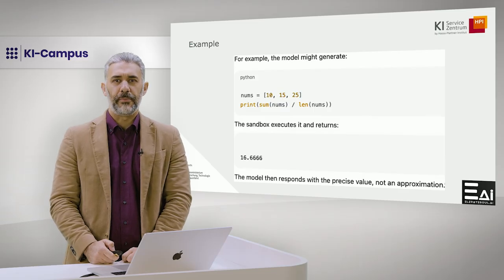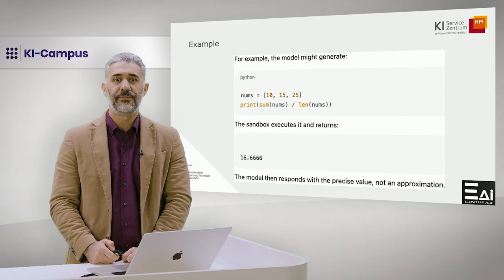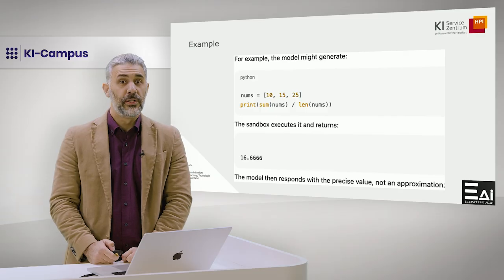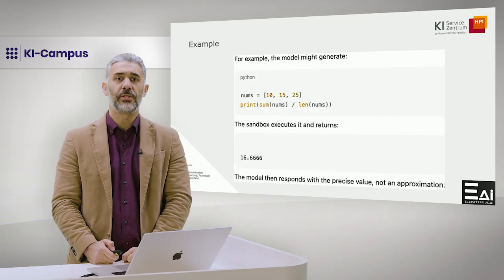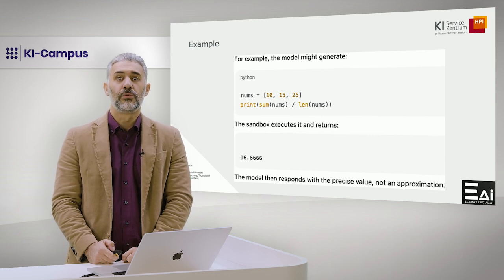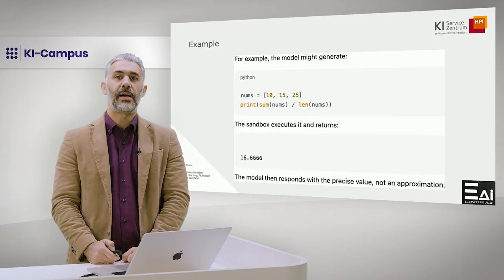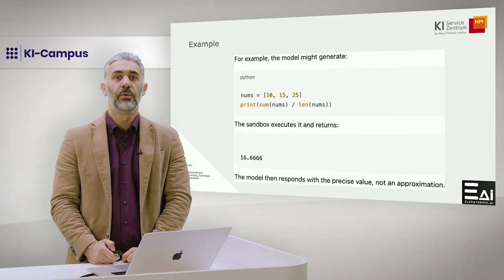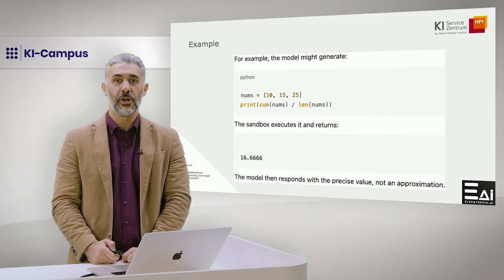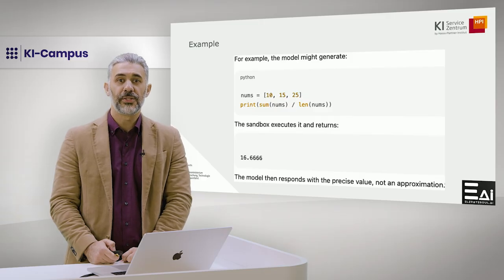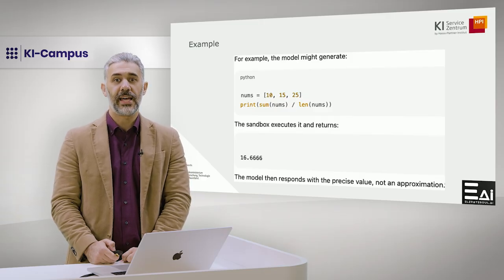Let's look at a simple example. If we ask an LLM, what's the average of these numbers, 10, 15, and 25, the model might answer correctly, but it might also hallucinate the math. With code execution, there is no guessing. The model can write real Python code, run it in a sandbox, and read the exact result. For example, the model might generate the code we see on the screen and run it to get the correct value. As a result, the model then responds with the precise value and not a guess or approximation.